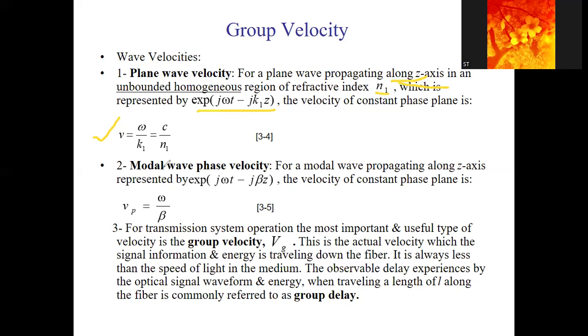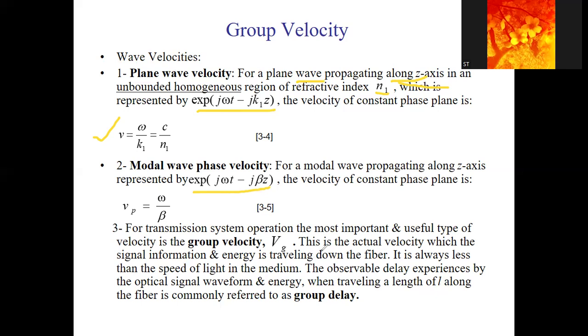Now next, the modal wave phase velocity. Here we are considering a modal wave propagating along the z-axis, represented by the exponential of j omega t minus j beta z. Then the velocity of the constant phase is given by Vp equal to omega by beta. So this is the phase velocity, this is the wave velocity.